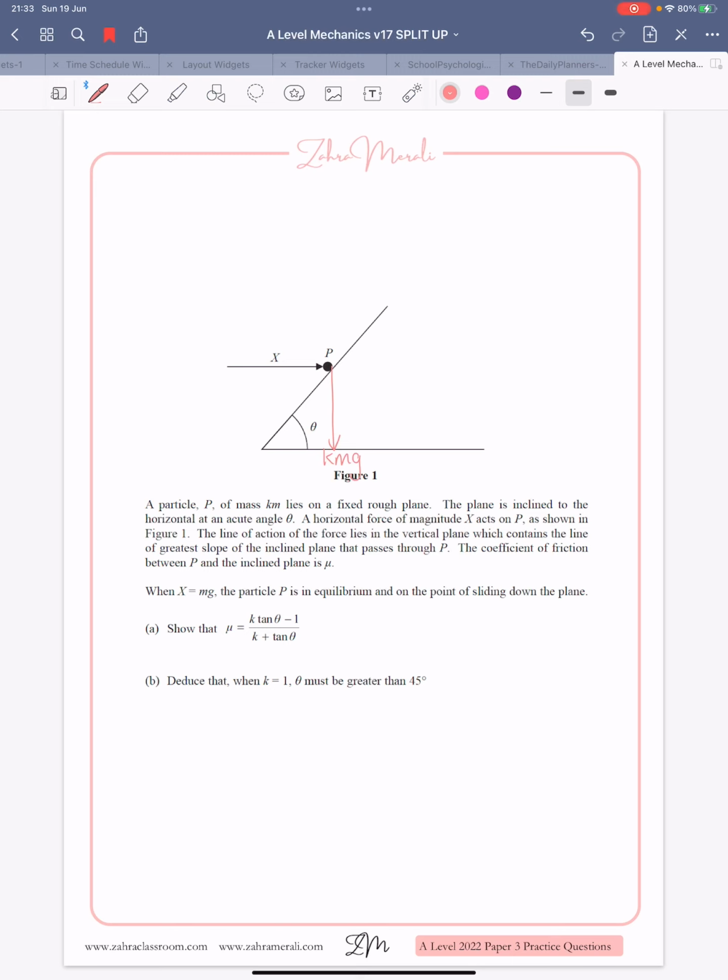When x equals mg, the particle P is in equilibrium and on the point of sliding down. Now the useful bit about this information is that it tells you friction acts up. So if it's on the point of sliding down, you're going to have friction, which we're always going to write as mu R, acting up the slope. We've got our kmg, so we can write in our R like this. And then we can resolve the forces that we have.